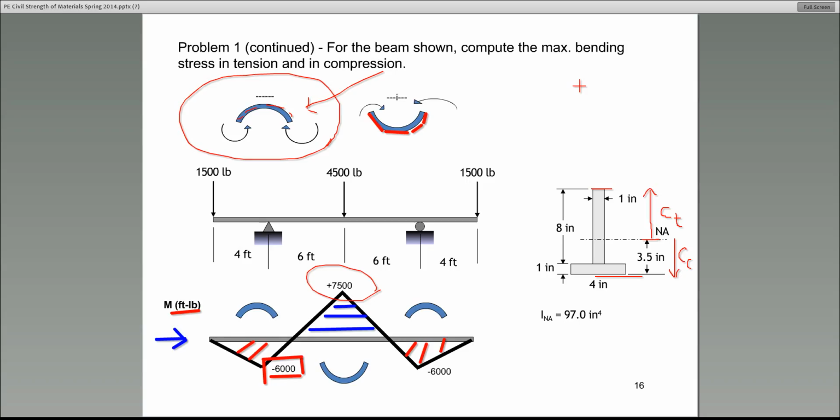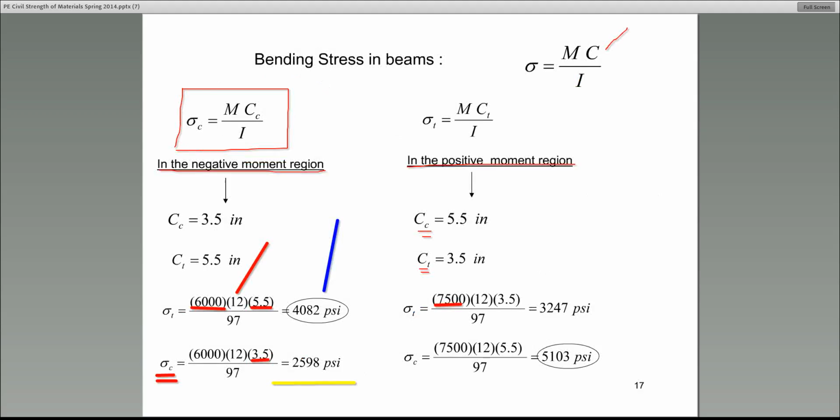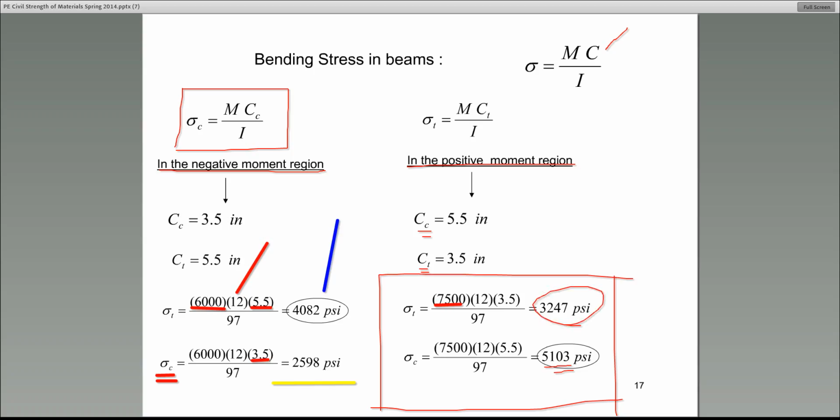So I just plug that into my MC over I equation. And if you do that, guess what you get? You will come up with these sets of values. Now, you will pick up one of the correct answers, 5103. But you will get 3247, which will be incorrect. You will miss the 4082 here. You know why that happens? Because C sub C and C sub T flip-flop when you have beams subjected to both positive and negative moments.